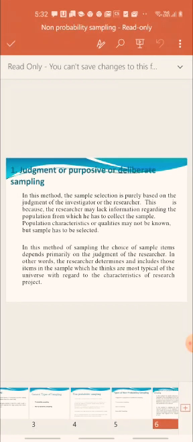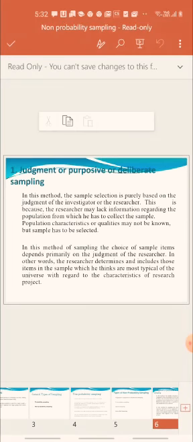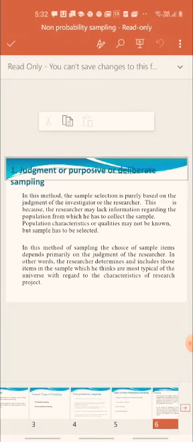Judgment, purposive or deliberate, that is as per the researcher's bias, as per the researcher's judgment. So in this method, the sample selection is purely based on the judgment of the investigator or researcher. This is because the researcher may lack information regarding the population from which he has to collect the sample. So that is why they use their judgment. In some cases, researchers believe that they will be able to select a more representative sample by using their judgment.